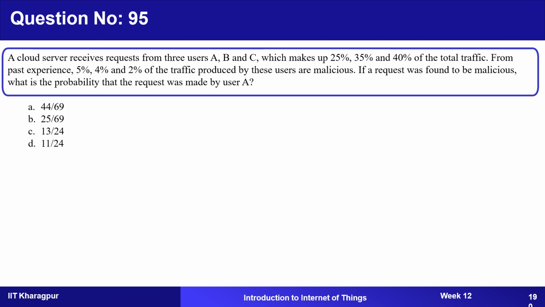So this is again a question of probability. I guess you will use Bayesian probability here. So calculate the answer. The correct option for this is 25 by 69.